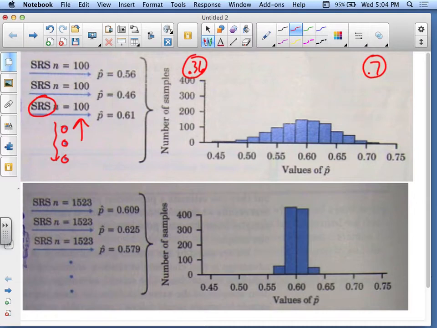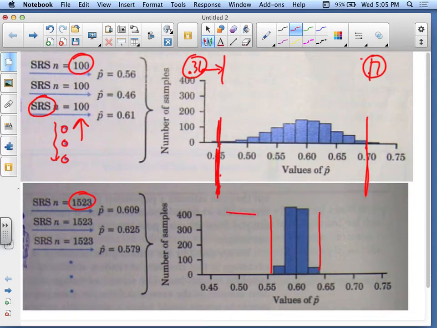Now, in this one, since we increased the sample size to 100, notice that the variability decreased to 0.45 and 0.7. So this end didn't change, but it actually got smaller, or got more narrow. That's decreasing the variability. Now, look what happens whenever we increase it to 1,523. It went from here to right here. So it really decreased the variability whenever we increase the sample size. So that's what I want you to take away from these two charts.